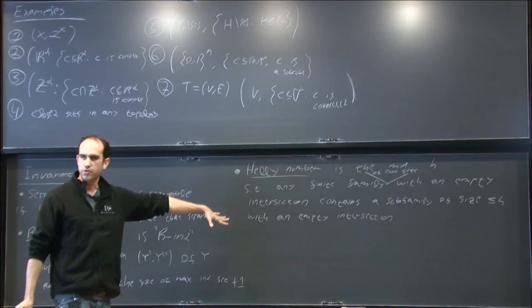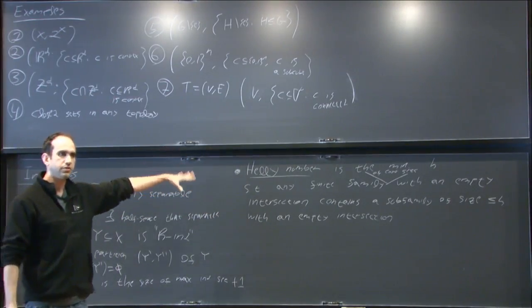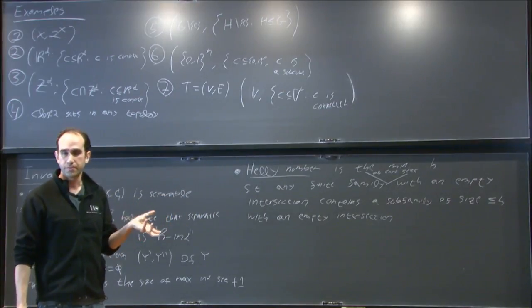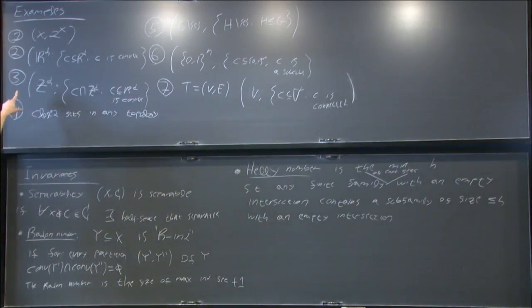So you can also define Carathéodory, which I won't, but all these are some kind of combinatorial notions of independence that, in the canonical example in R^d, are all equivalent to linear independence or affine independence, but they can be very different in general. Let's check what is the Radon number for some of these examples.